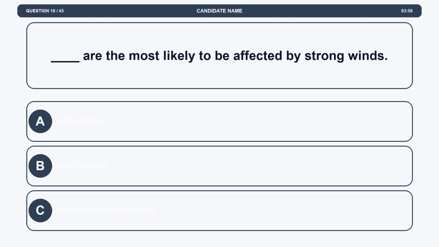Question 18. Blank are the most likely to be affected by strong winds. Option A. Light vehicles. Option B. Heavy vehicles. Option C. Vehicles with open windows.